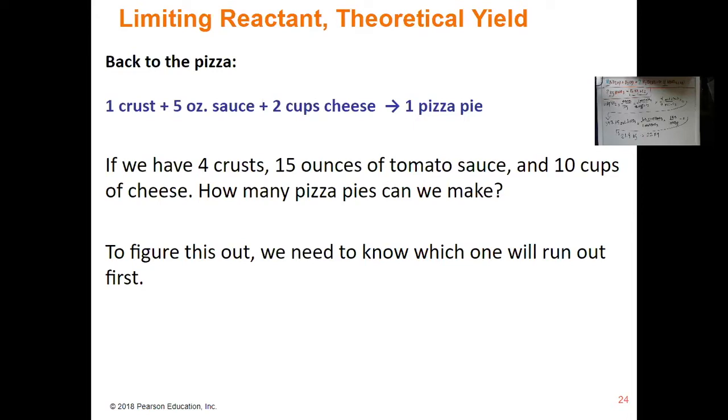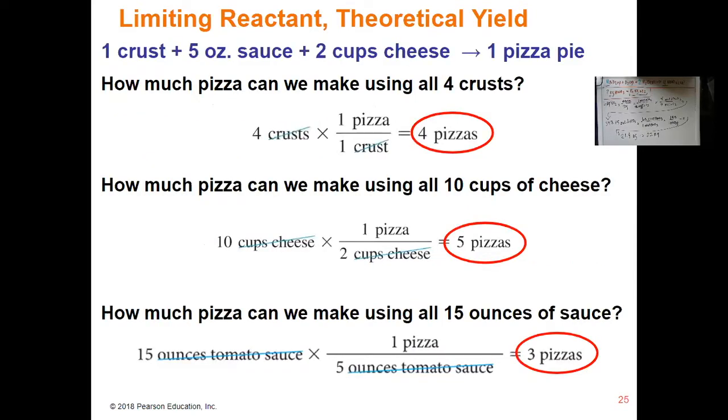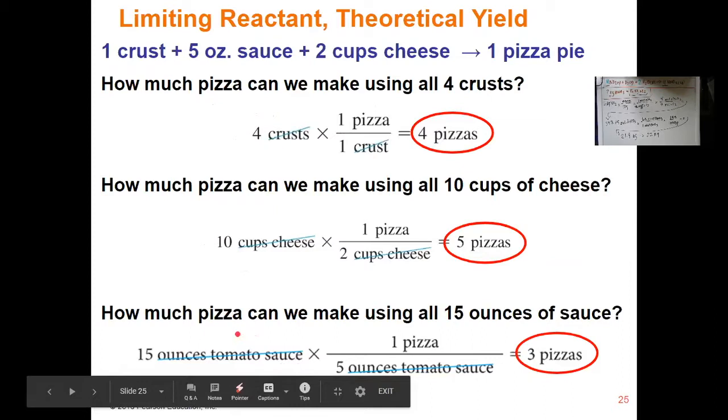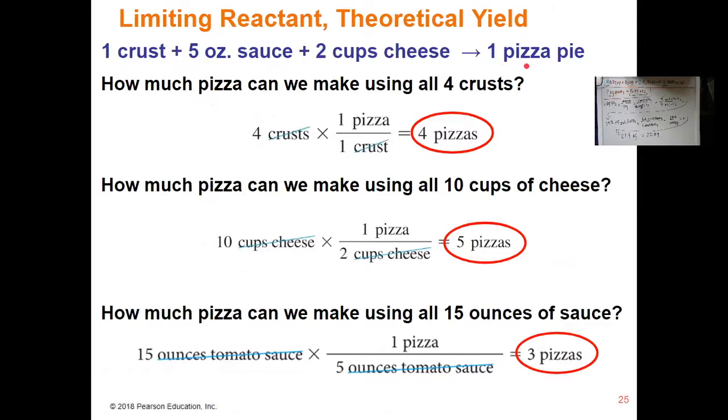For me to be able to figure this out, I have to know what is going to run out first. Because at the point where I run out of one of my ingredients, I can't make any more pizzas. And again, our chemical reactions are going to work the same way. So I'm going to take each individual reactant, in this case my crusts, my cheese, and my sauce, and I'm going to use my balanced equation to figure out how many pizzas I can make if I used up every single one of them.